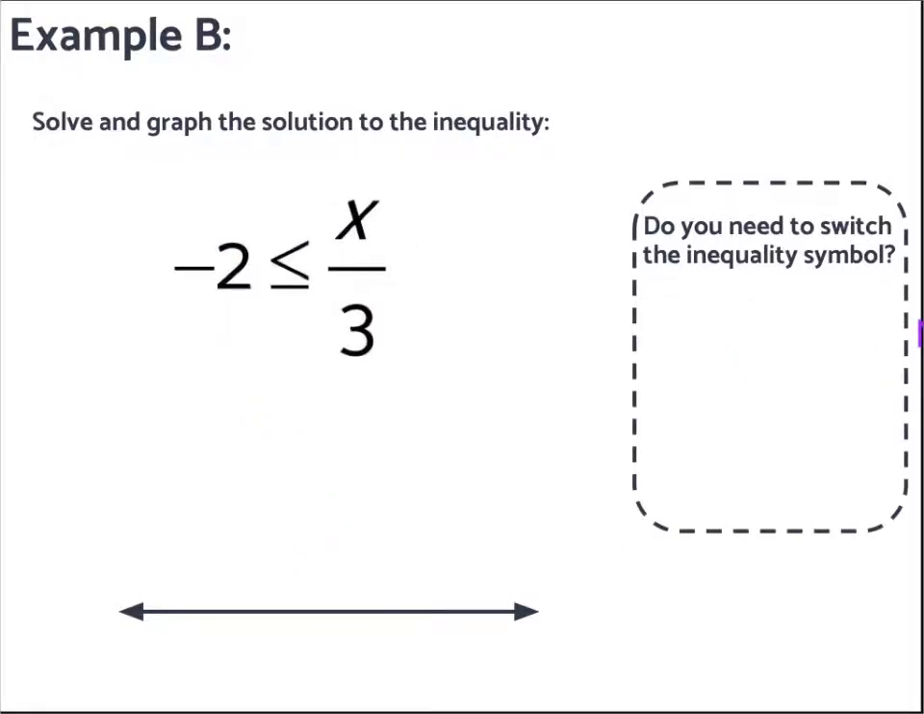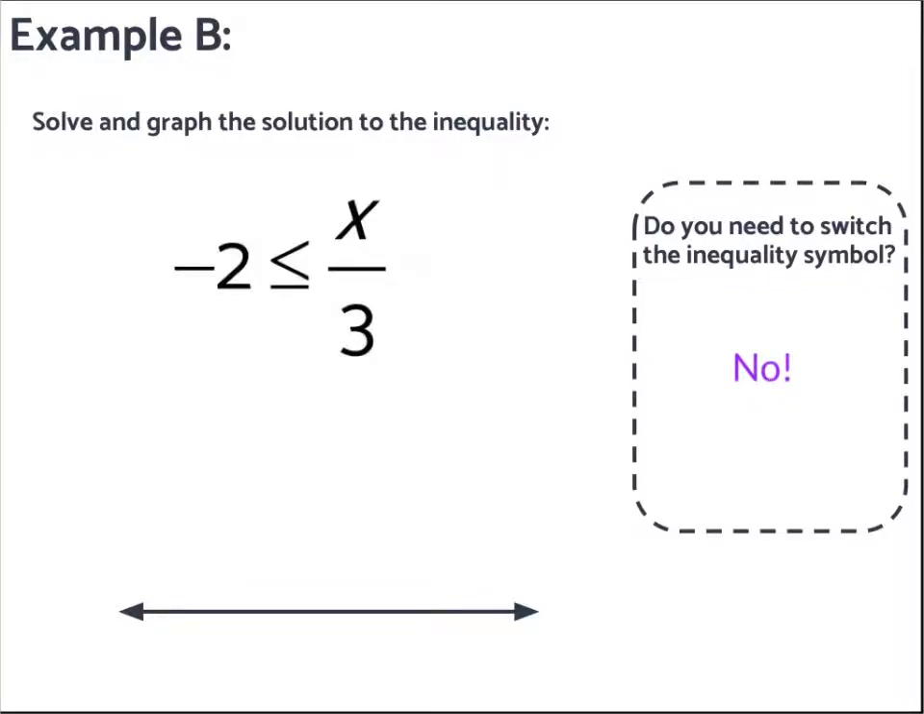Here we are at example B, and it's to solve and graph the solution to our inequality. We've got -2 is less than or equal to x divided by 3. So again, it asks us, do we need to switch our inequality symbol? So let's take a look. I've got x divided by +3. Since I have a positive number, I'm not going to be switching my sign this time. So I'm going to be saying no to that. I do not need to switch my inequality symbol.